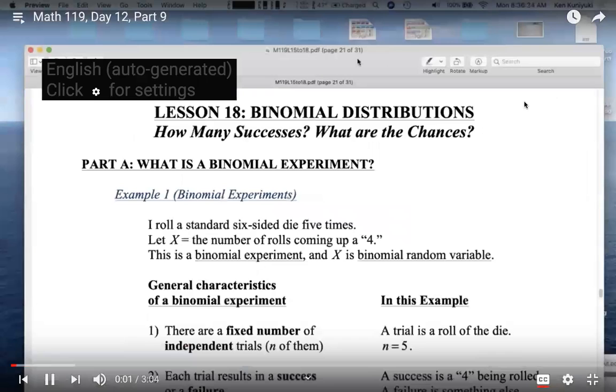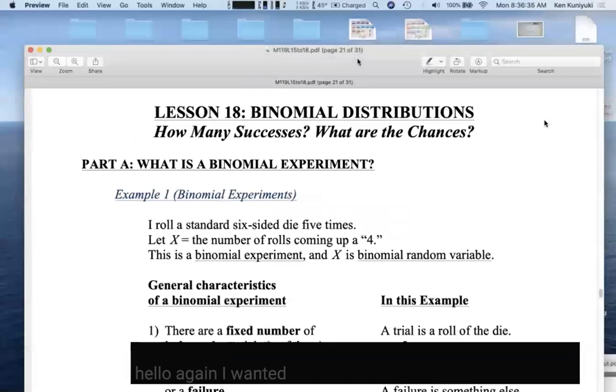And in the last video, I have comments about why it's called binomial. Hello again. I wanted to explain why these binomial distributions are called binomial distributions and also show you some lovely pictures.